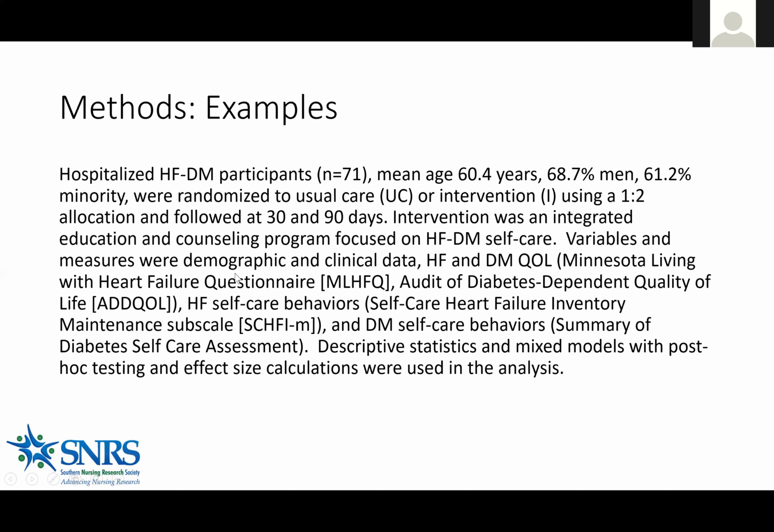The variables and measures were demographic and clinical data, heart failure and diabetes quality of life, and then you have to explain how you operationalize those. So the Minnesota Living with Heart Failure questionnaire, and then this diabetes quality of life measure, and then diabetes self-care behaviors, and again, you have to identify what you use there. And then you want to show how you analyze this. So for this study, descriptive statistics and mixed models with post hoc testing and effect size calculations were used. So that particular study had a lot of variables that were collected, which really expands your method section, and you have to be even more succinct as much as possible in all of your sections.